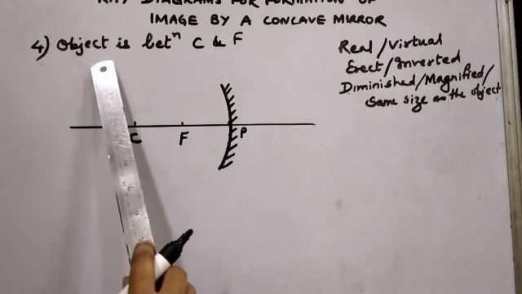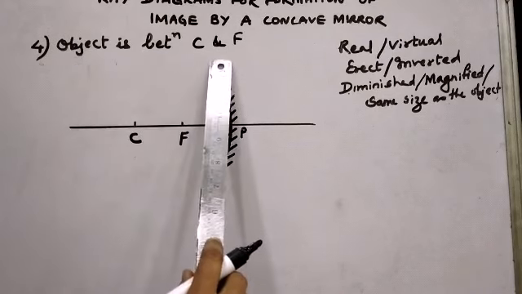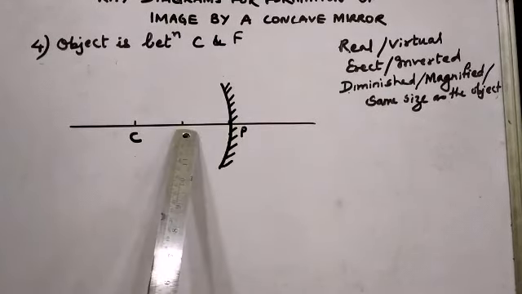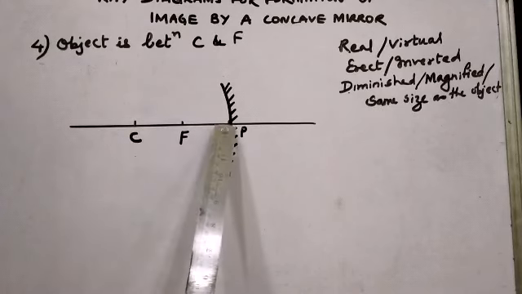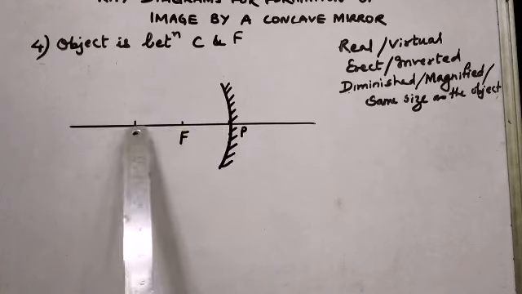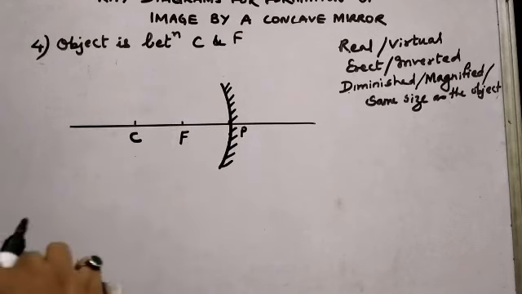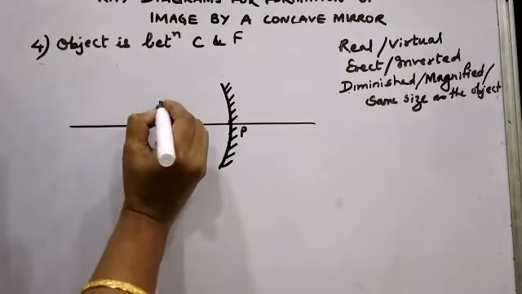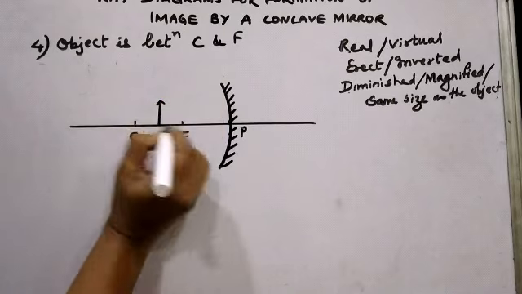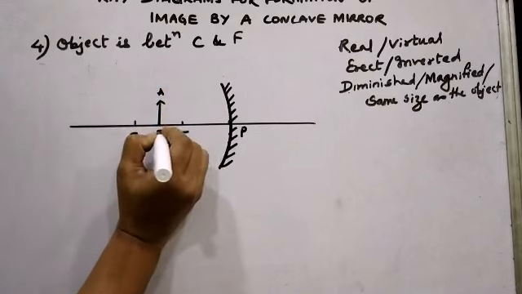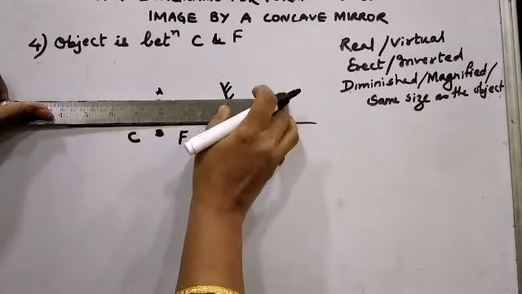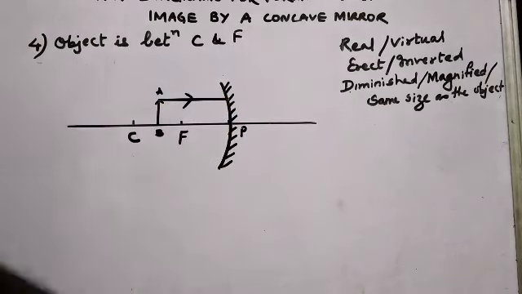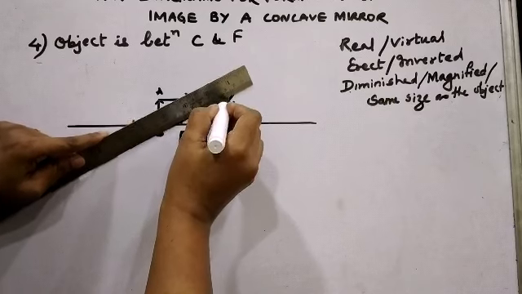Fourth position of the object. Object is between center of curvature and focus. So concave mirror, principal axis, equal distance, equal distance. If you want, you take 1, if you want 1.5, 2, anything. Now the object is kept anywhere between C and F. So this is my object which is kept anywhere between center of curvature and focus. Let me name the object as AB. I will use the first rule. Incident ray is parallel to the principal axis. So the reflected ray will pass through the focus.